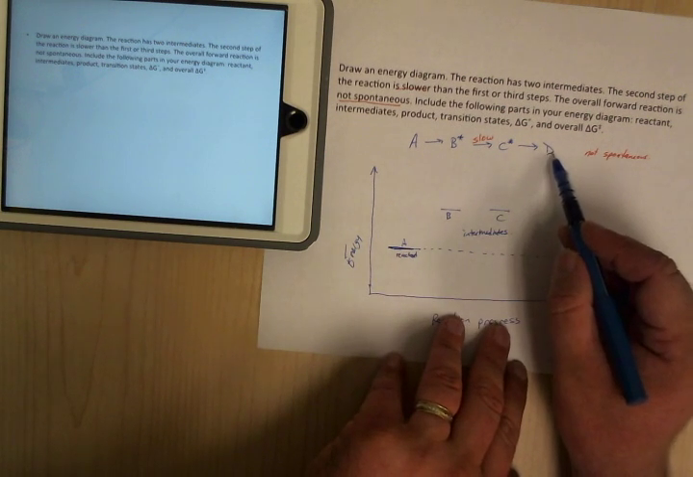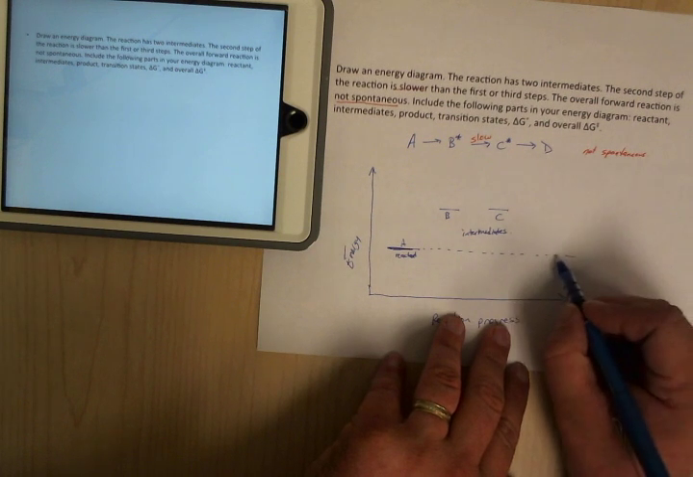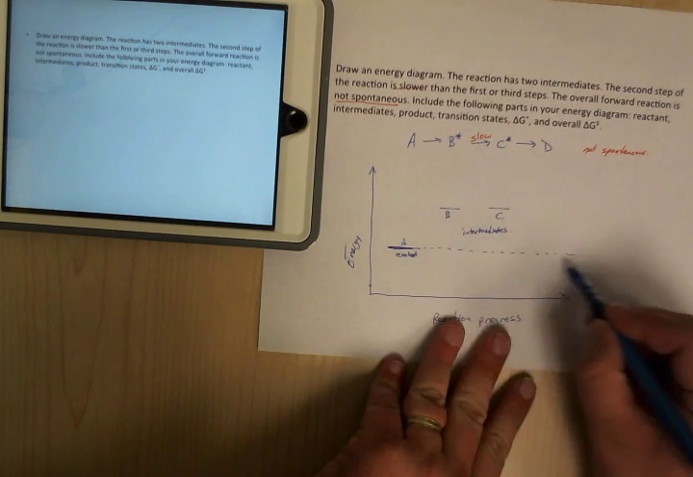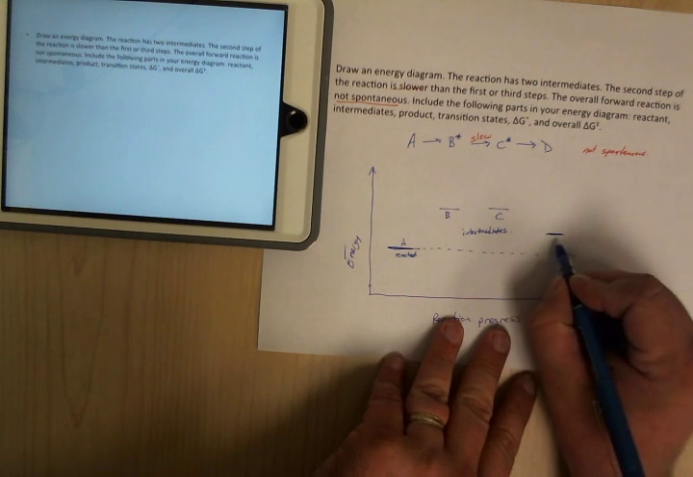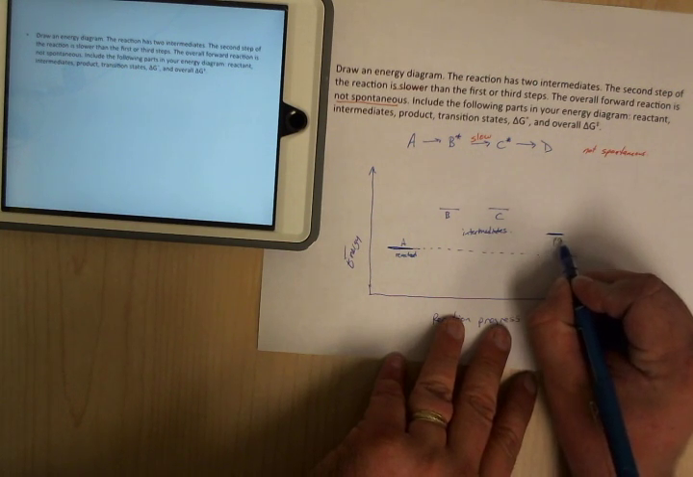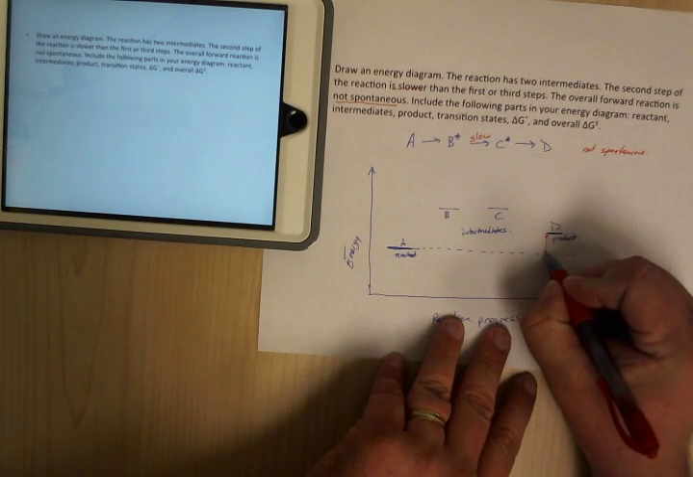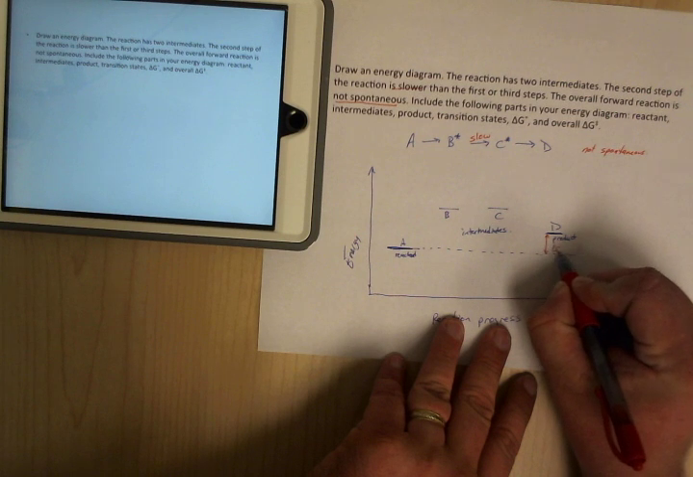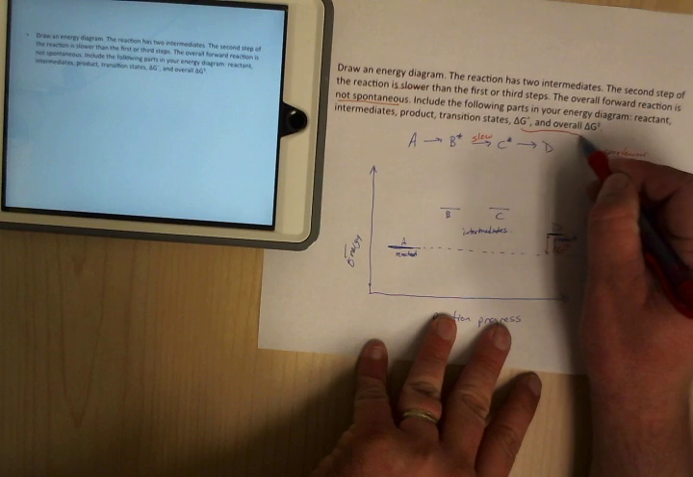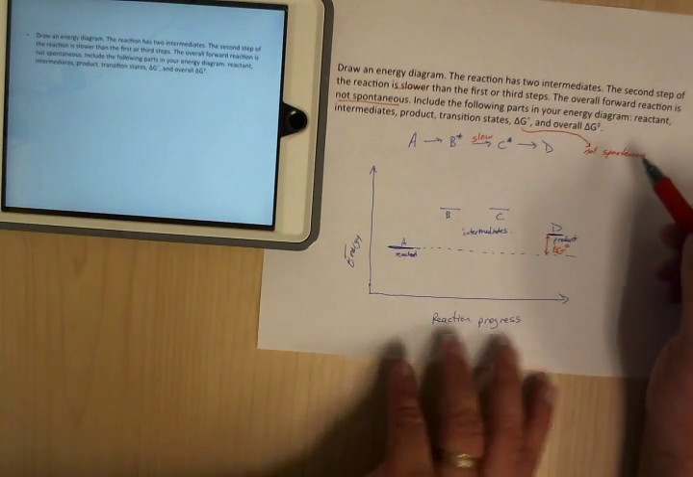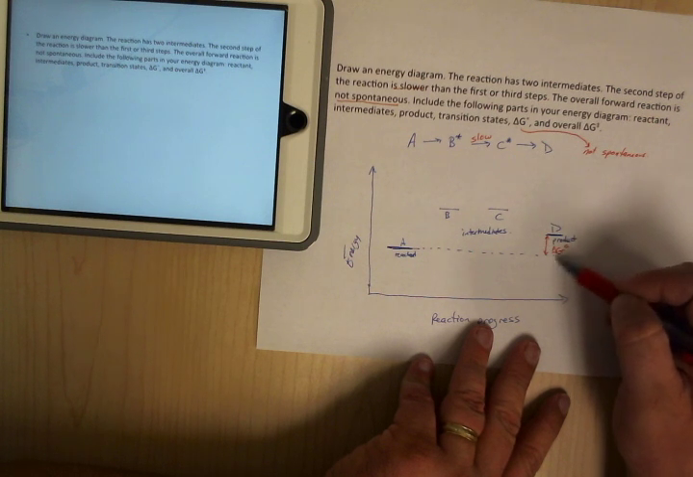Where we put D depends on whether it's spontaneous. Non-spontaneous means it's above this one here, so it'd be up here. If it was spontaneous, it would be down here. But here it's not spontaneous, so product D goes there, because this gap here is delta G0. Relative to spontaneous, non-spontaneous is above this line. If it's spontaneous, it's below.